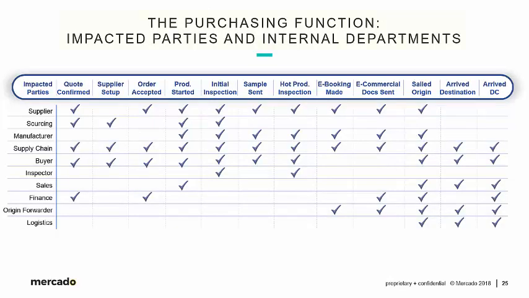To reiterate our title, the purchasing function, impacted parties, and internal departments. On the top, in the upper left-hand side, we see impacted parties from top to bottom. The supplier, the actual vendor, but internal parties like sourcing, like supply chain, the actual importer, product inspection, the sales department, the finance department that we tied in so much earlier in this module. Of course, the origin freight forwarder that plays such a huge role in all of these activities, and the logistics department of our own organization. These are the impacted parties, both internally and externally. The two external parties that are most impacted are the supplier and the freight forwarder.